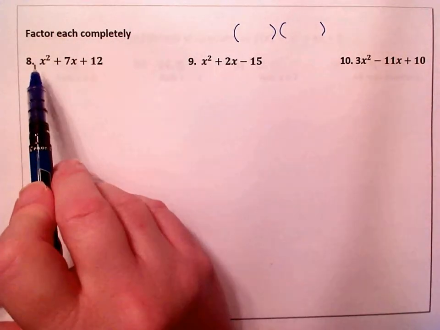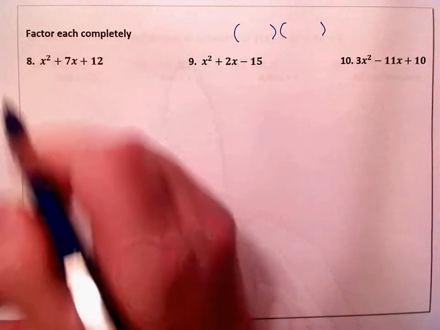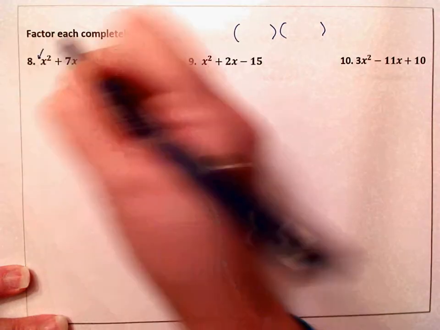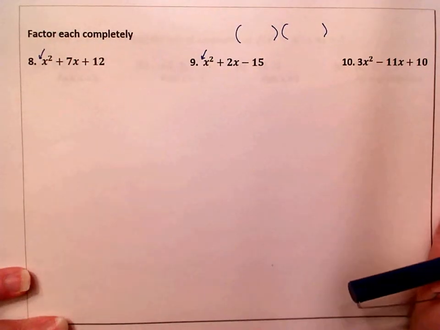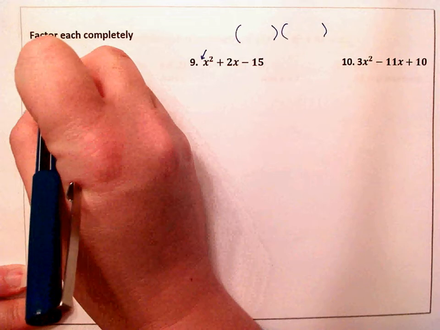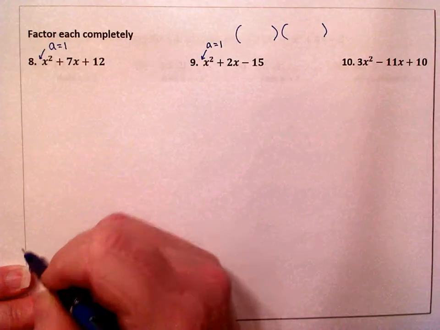One for when our a value is 1, which is the case with 8 and 9. So remember, a is the number in front of your x squared, and when there's not a number there, then it's an understood 1. So both of these are a equals 1 problems.